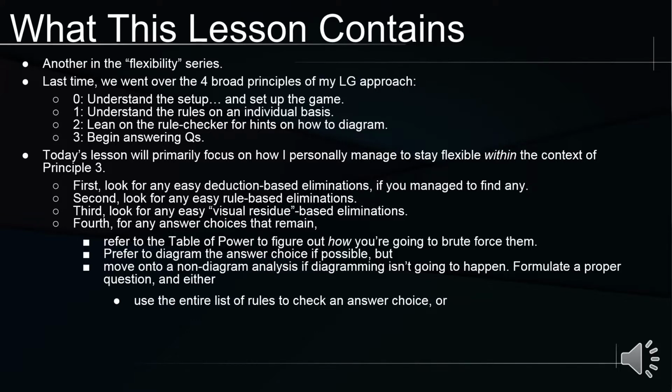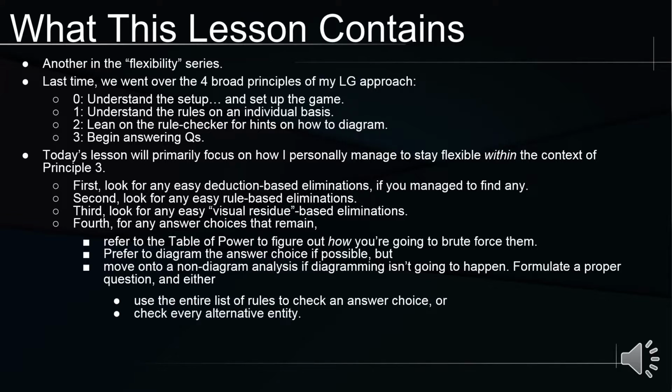And if I'm checking C, one thing that I could do is just go through rules 1 through 6, 1 through 3, however many it is that we have, and just use the entire list of rules to check answer choice C to see if I can eliminate that. Or I will check every alternative entity.